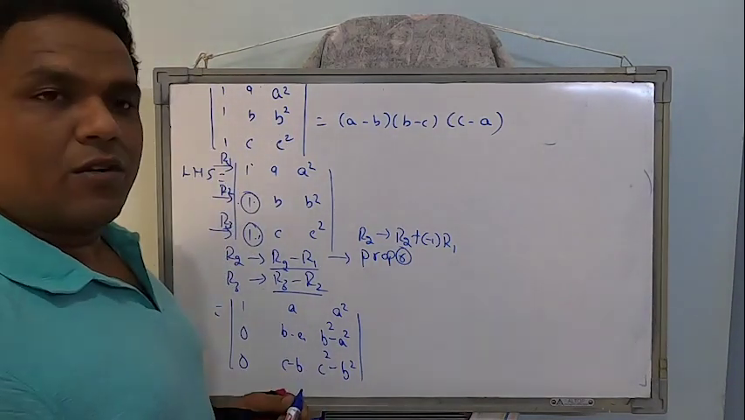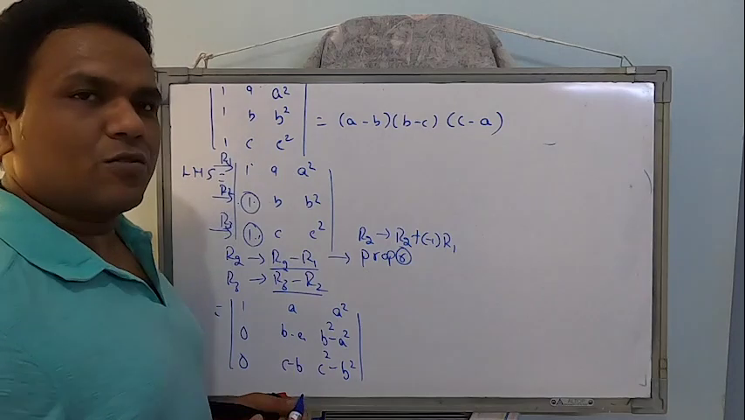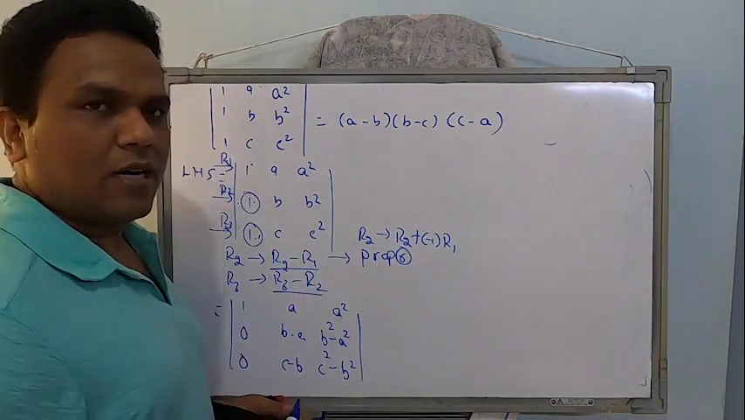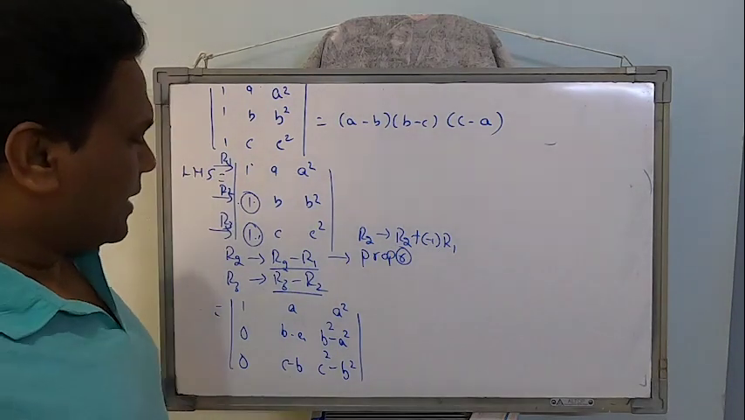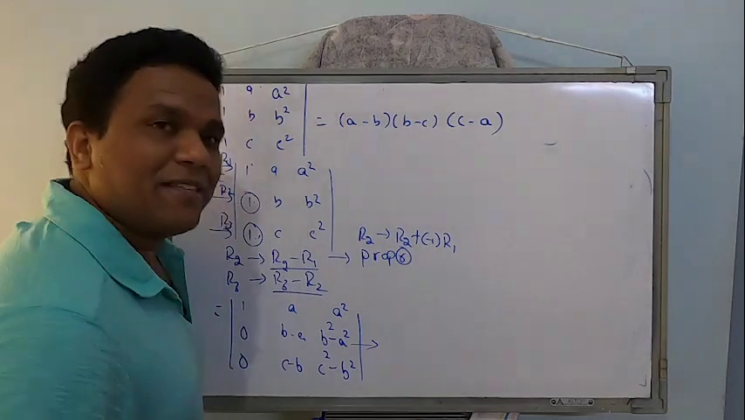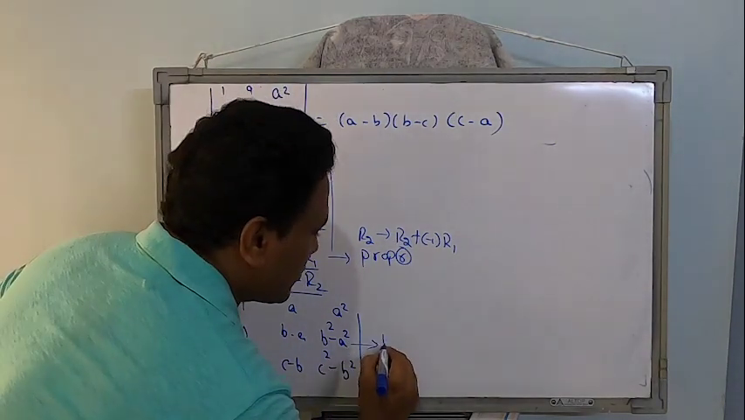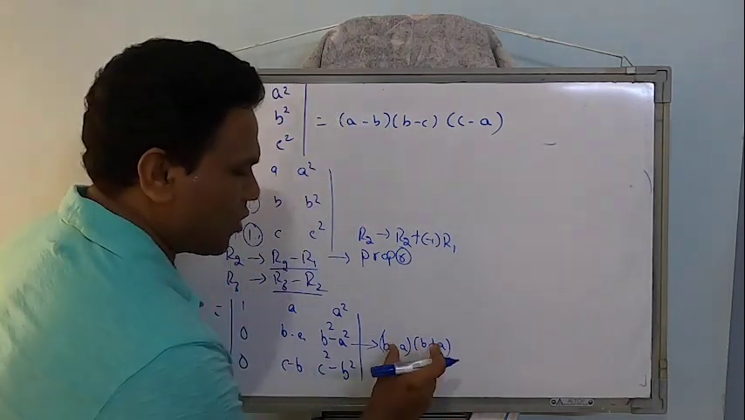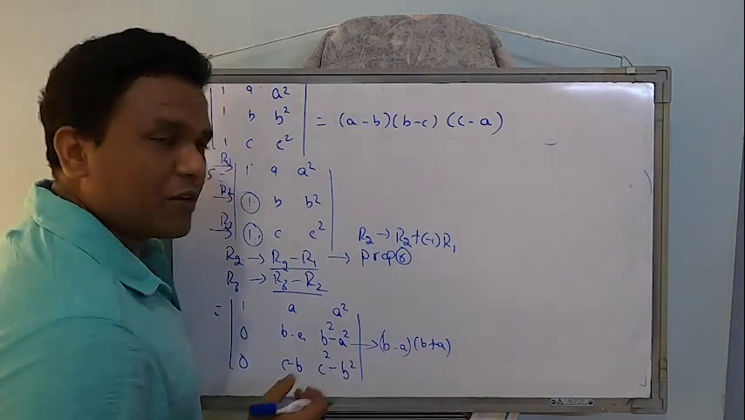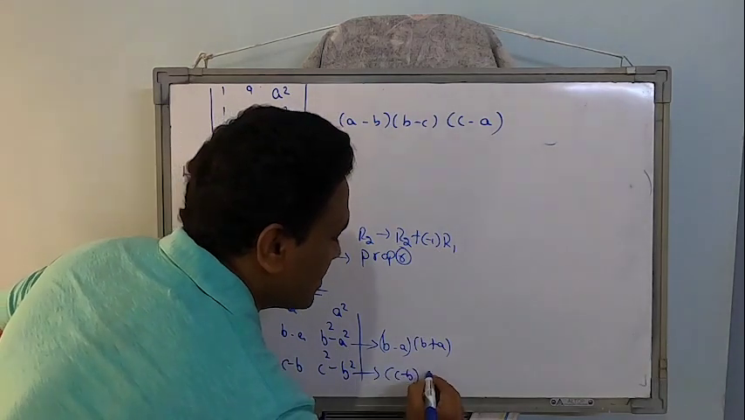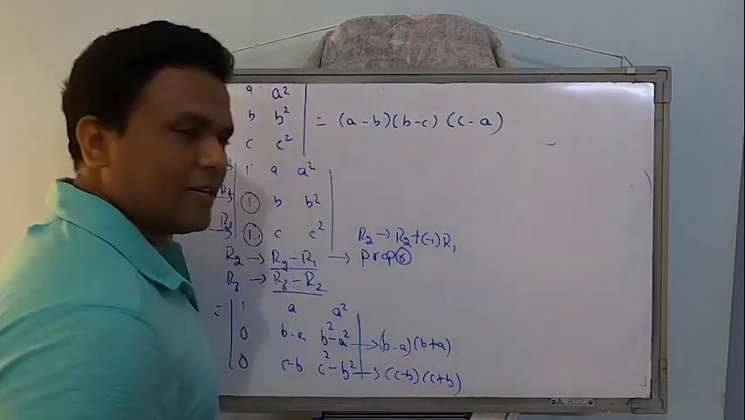With R1 I have an option to go with R1 also, or to go with R2 also. I selected R3 with respect to R2. Now let's see what happens. Students, tell me, what is the formula for b square minus a square? The formula for b square minus a square is b minus a multiplied by b plus a. I will not show that inside here, I'm just showing the expansion. Similarly, what is the expansion of c square minus b square? c minus b multiplied by c plus b.